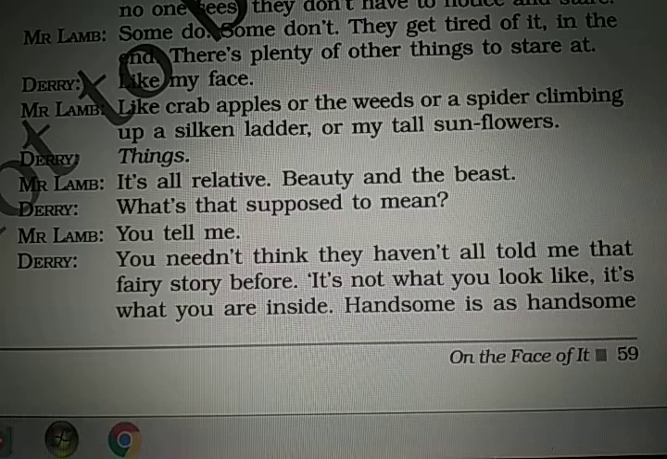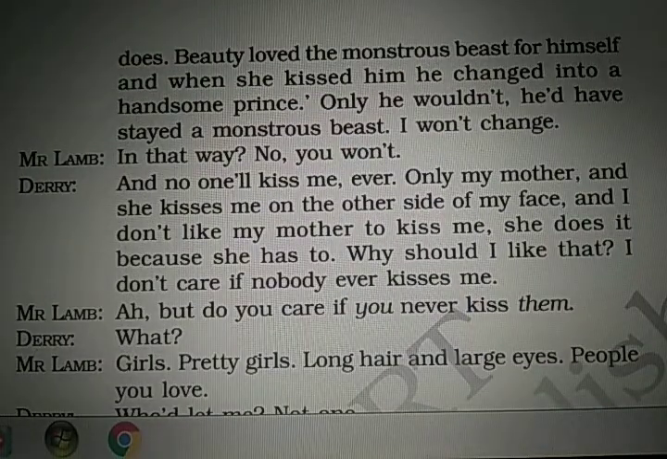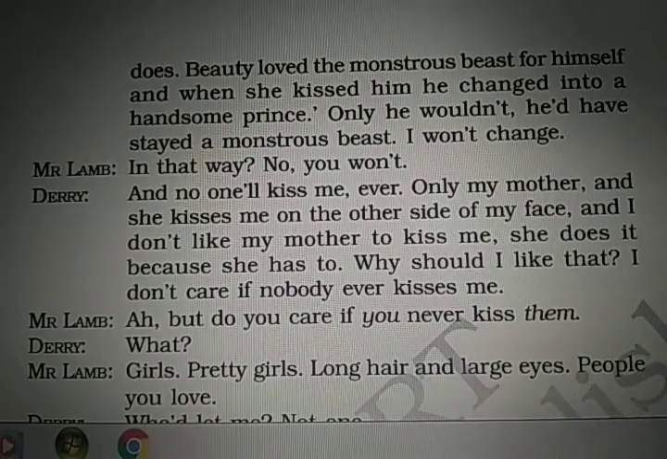They have told me. It means the crux, the conclusion of the story, has been told to me by my elders: it is not what you look like, it is what you are inside. Handsome is as handsome does. These things I have already been told by them. Beauty loved the monstrous beast for himself, and when she kissed him, he changed into a handsome prince. This was in the story. Only he would have stayed a monstrous beast. I won't change. He talks about himself, that I won't ever change. I will always stay a monstrous beast.